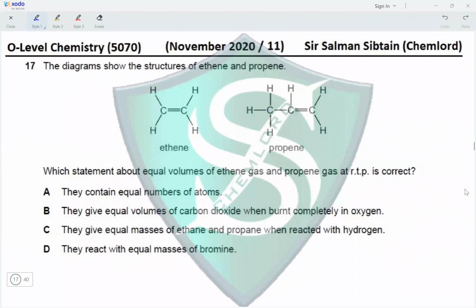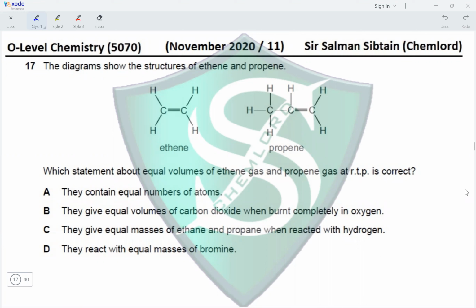Question 17. The diagram shows the structures of ethene and propene. Which statement about equal volumes of ethene gas and propene gas at RTP is correct? A. They contain equal number of atoms? No. This will only be possible if their moles are equal. If they have equal number of moles, then they would have equal number of atoms. This does not depend on their volume.